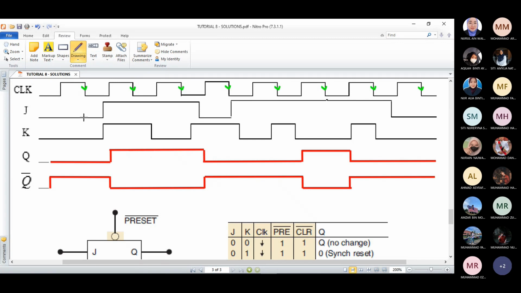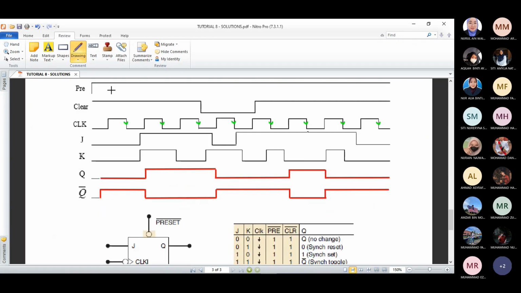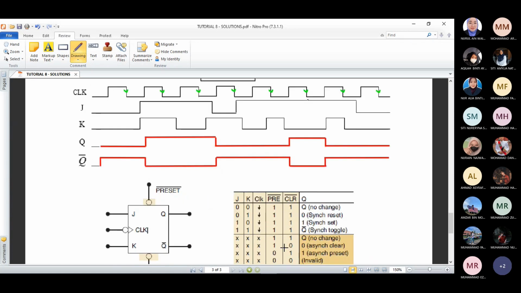During this part here, we have J and K as 0. But kita kena tengok juga preset dengan clear. Okay, preset dengan clear should be 1, 1. When preset and clear is 1, 1, okay, no change. Bila 1, 0, preset and clear, it doesn't matter what your input of JK is, then dia akan jadi 0. Kalau 0 and 1, doesn't matter what is JK, dia akan jadi 1. When it is 0, 0, it doesn't matter what is J and K, so dia akan jadi invalid.